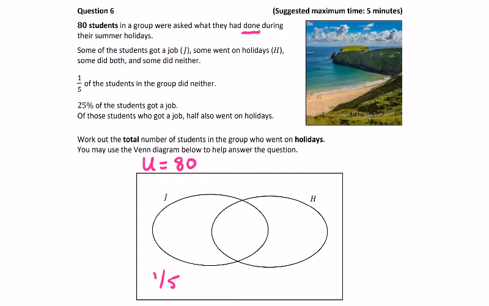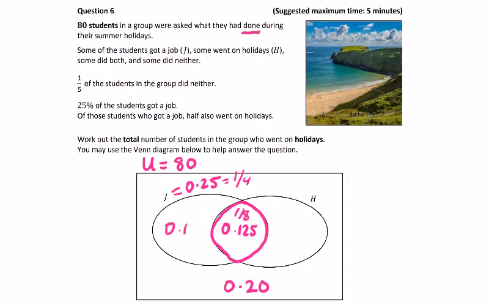25% of the students got a job, that's a quarter. I'll write them maybe as 0.20. I'll take out the fifth, I'll do decimals here. A job, 0.25, 25%. Of those students who got a job, half also went on holidays. So that's half of a quarter, which is an eighth. 0.125 would be an eighth if you left it like this. A quarter if you want to leave them like that.